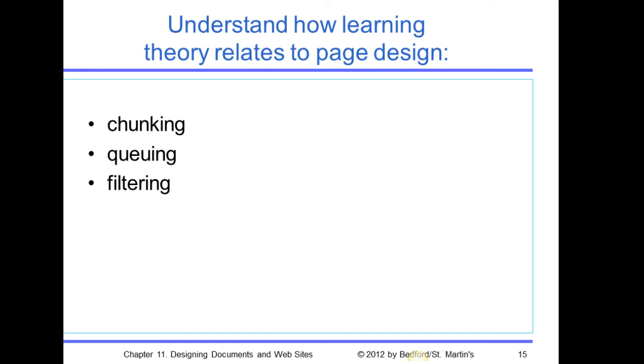Alright, when you are understanding how learning theory relates to page design: chunking, making sure you put all the information in one particular category together in one place. Queuing, lining up things, putting them in an organization that makes sense. And then filtering, helping you to find how to get from point A to point B.